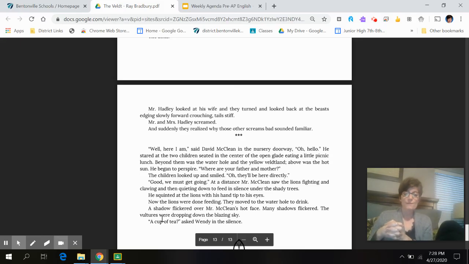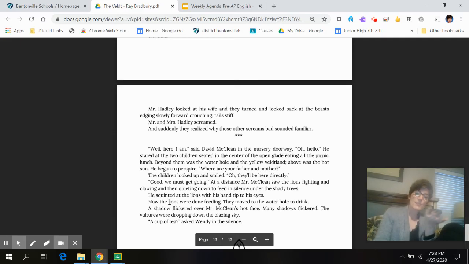And all of this again foreshadows the idea of death, because we have those death connotations: the vultures connect to death, the lions connect to death, the feeding connects to death. And so Dr. McLean seems to understand that something bad is going on, but he doesn't know what. He just has a bad feeling. And then he looks down at Wendy, and the story ends with her offering him a cup of tea.